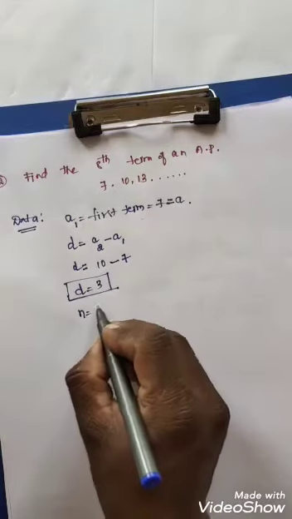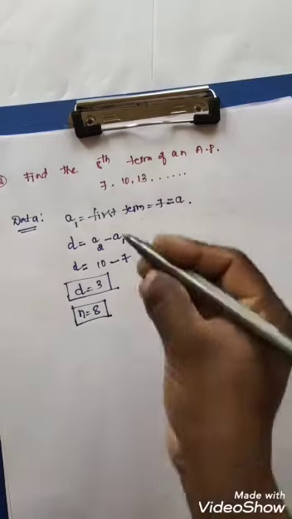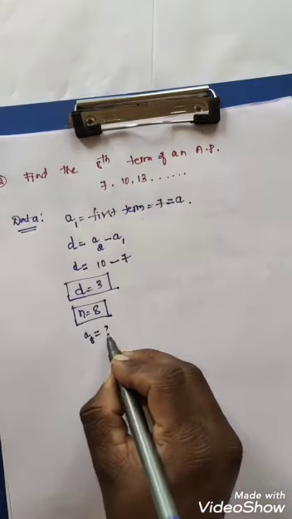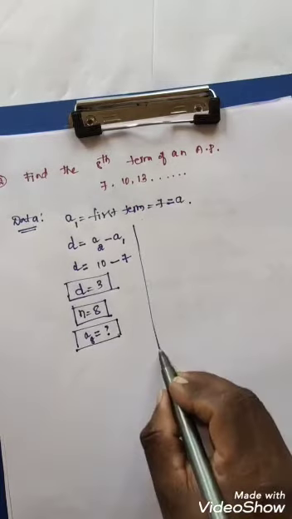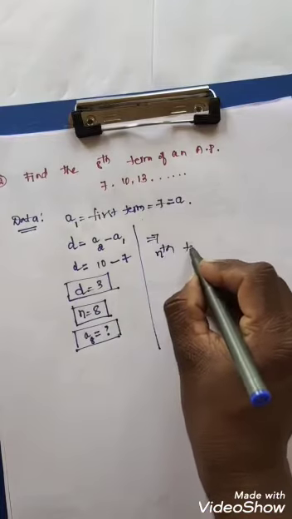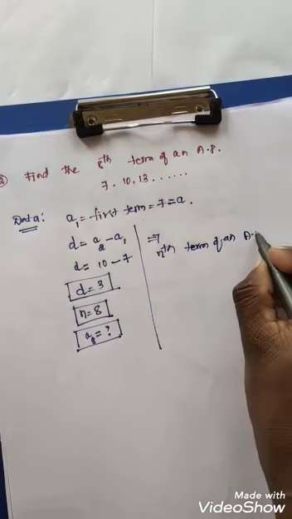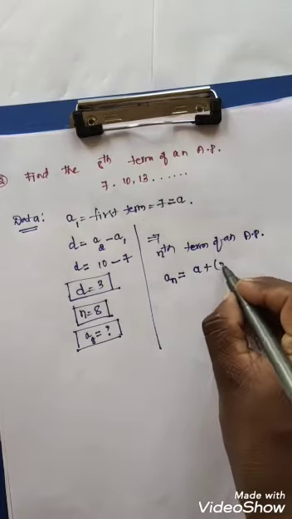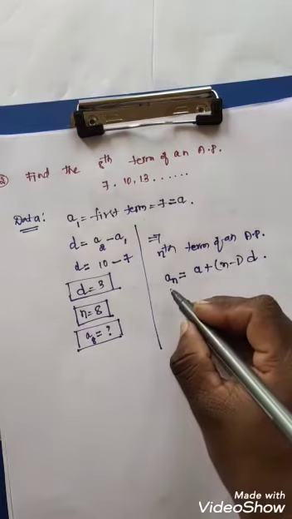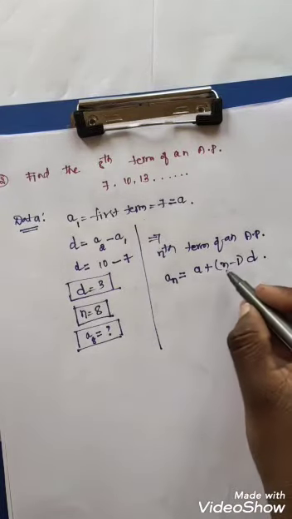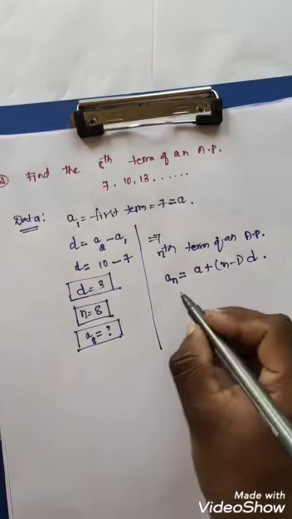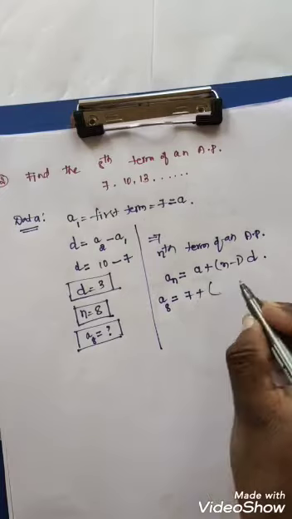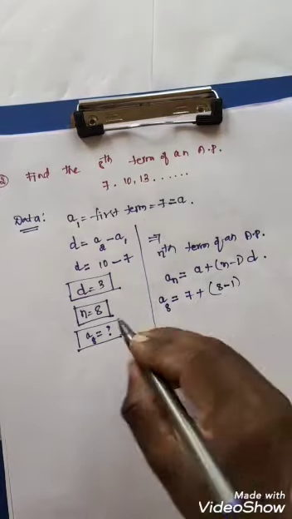Then n is equal to how many terms do we want to find here? Yes, we need to find the 8th term, so n is equal to 8. We know that the nth term of an arithmetic progression is an equals a plus (n minus 1) into d, where a is the first term, n is the number of terms, and d is the common difference, right? So we can substitute n equal to 8. Here we have a is 7 plus (8 minus 1) into the common difference 3.